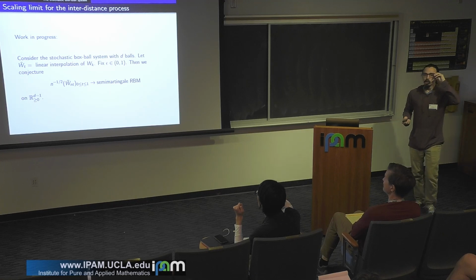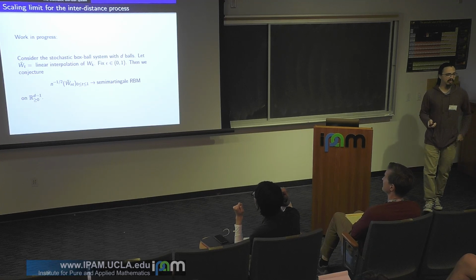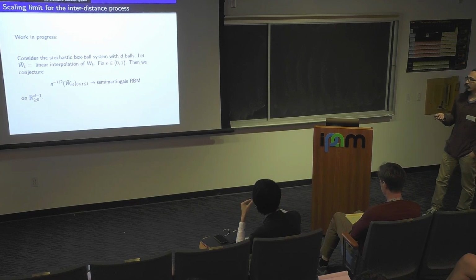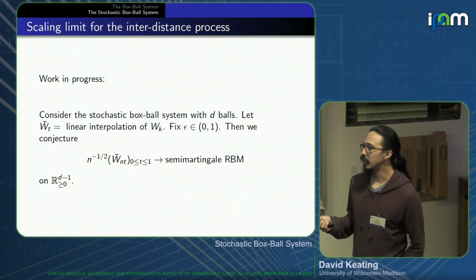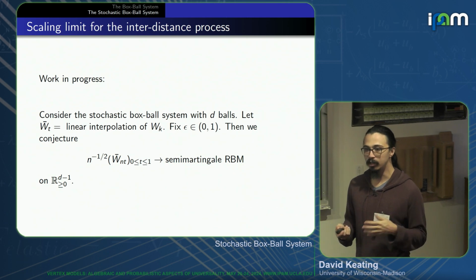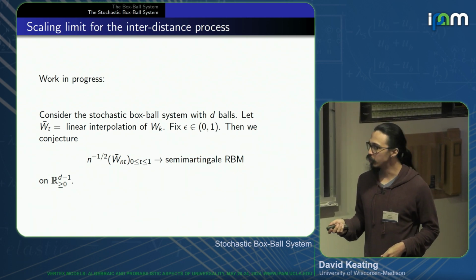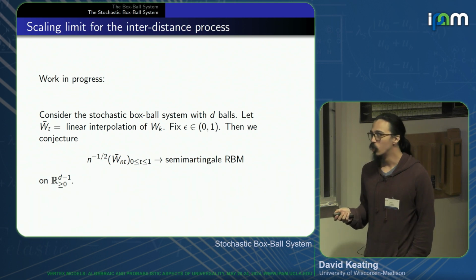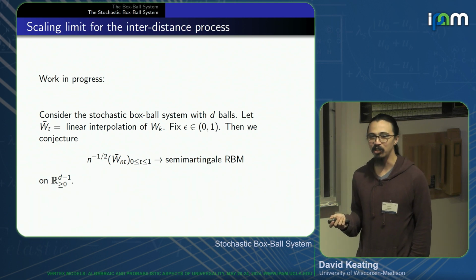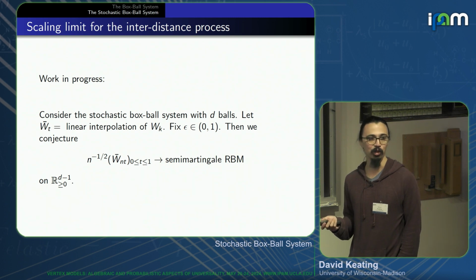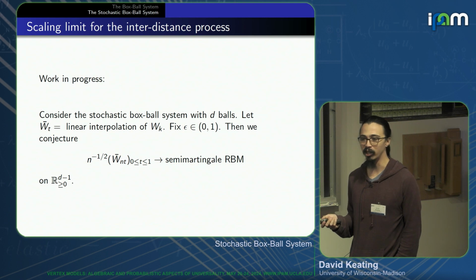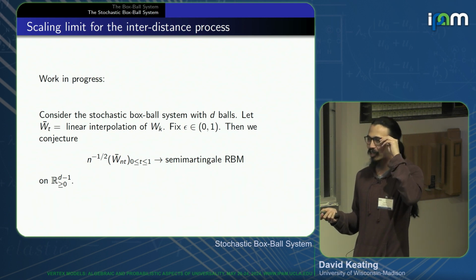So our goal for this project of Han and mine was to show that when you take an appropriate scaling, this interdistance process converges to a reflecting Brownian motion, a semi-martingale reflecting Brownian motion. Unfortunately, we haven't quite finished showing this. With time permitting, at the end, I'll explain where we're stuck at the moment. We're very close, but not quite there.